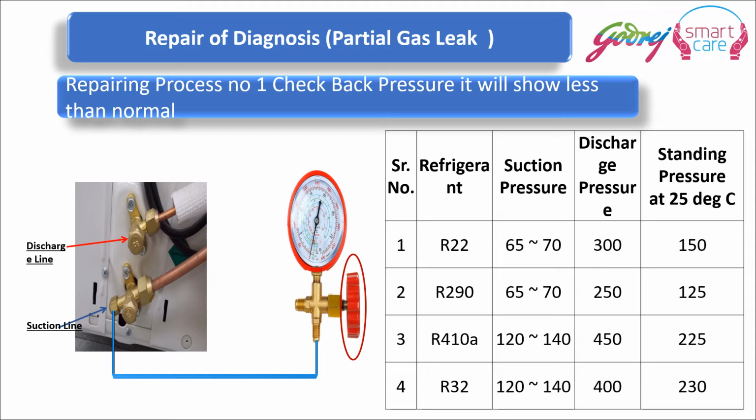We have to check the suction pressure at the suction line. There is a cap on the suction line, the brass cap. We have to remove the brass cap, and we have to insert this. There is a Schrader valve inside, so we have to insert the gauge, and we can check the pressure from the gauge while the unit is running. This has to be checked when the unit is running, not when the unit is idle. When the unit is idle, we have to check the standing pressure, which is the last column in this table.